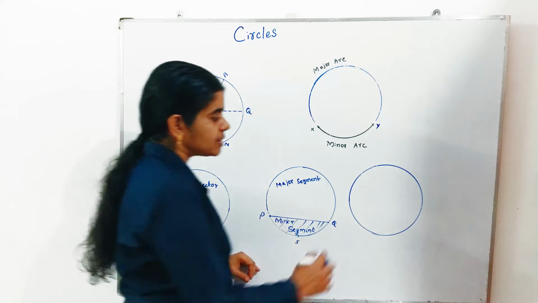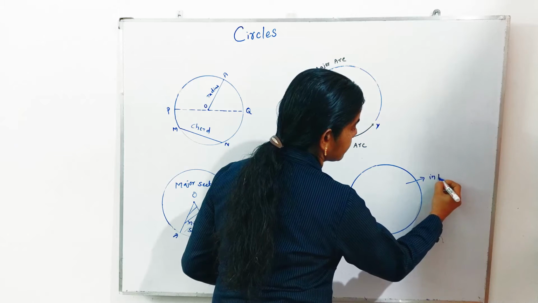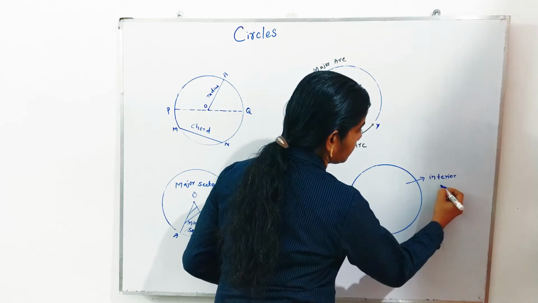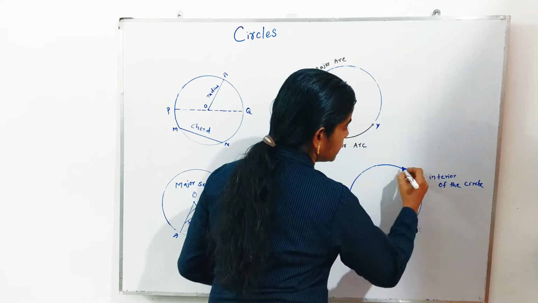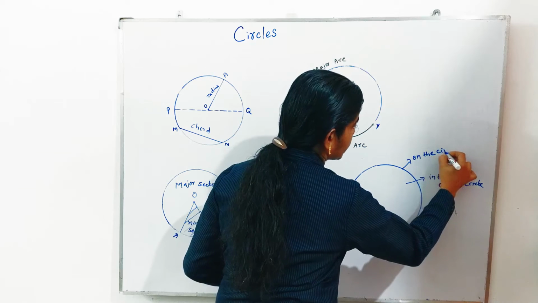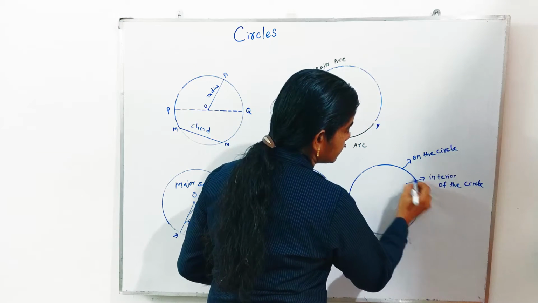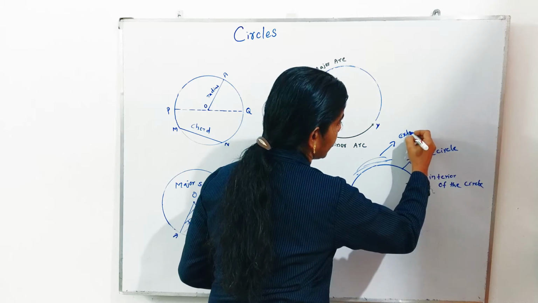Next, inside the circle, this is known as the interior of the circle. Interior of the circle, inside of the circle. Then this will be on the circle. On the circle. And this outside part will be the exterior of the circle.